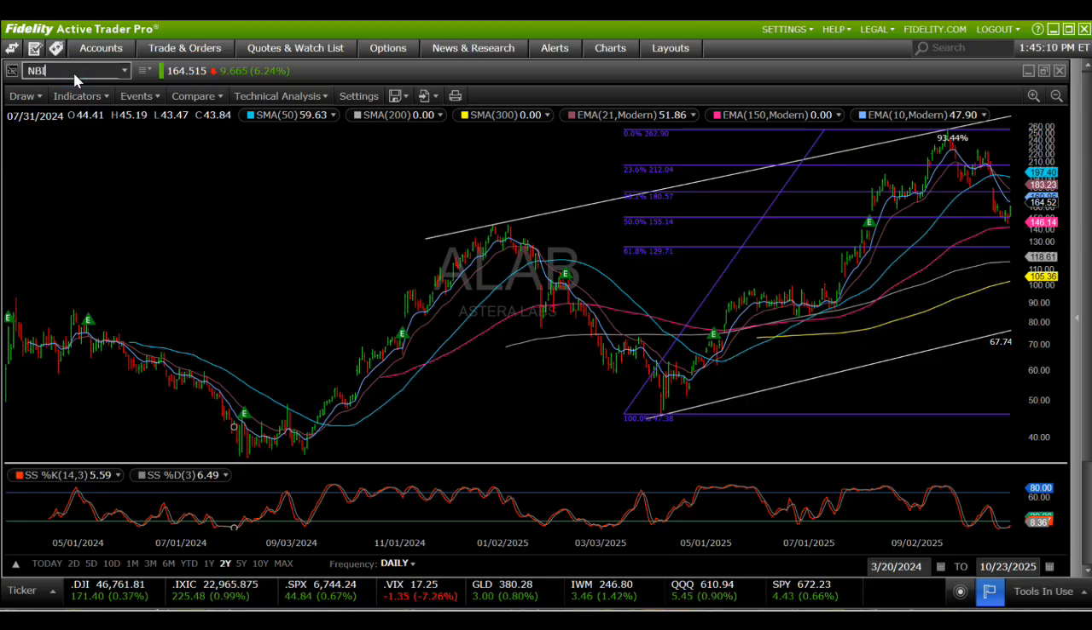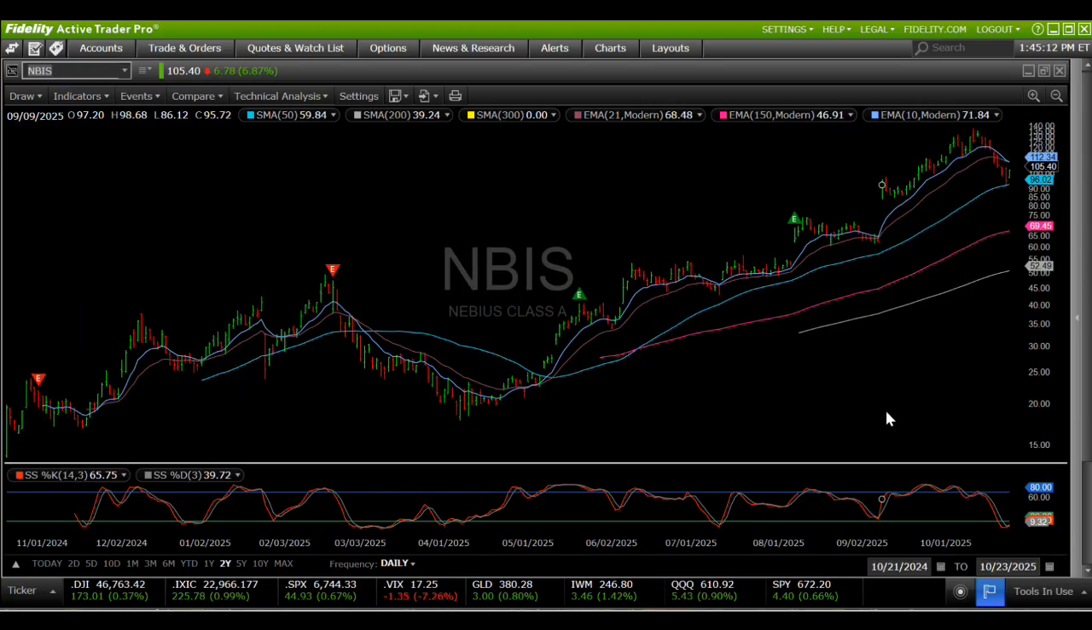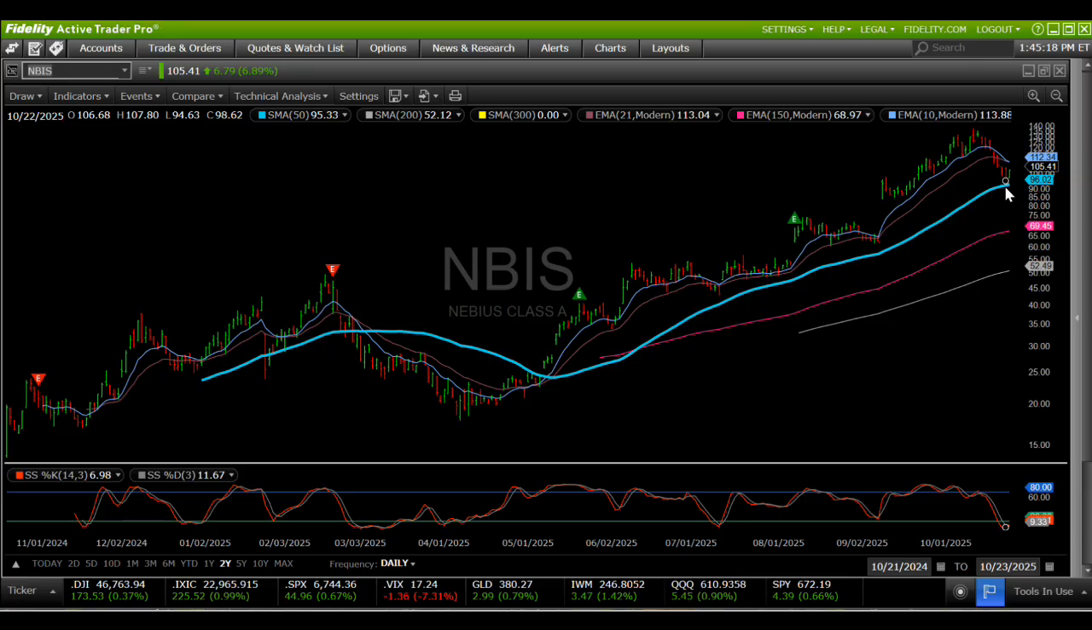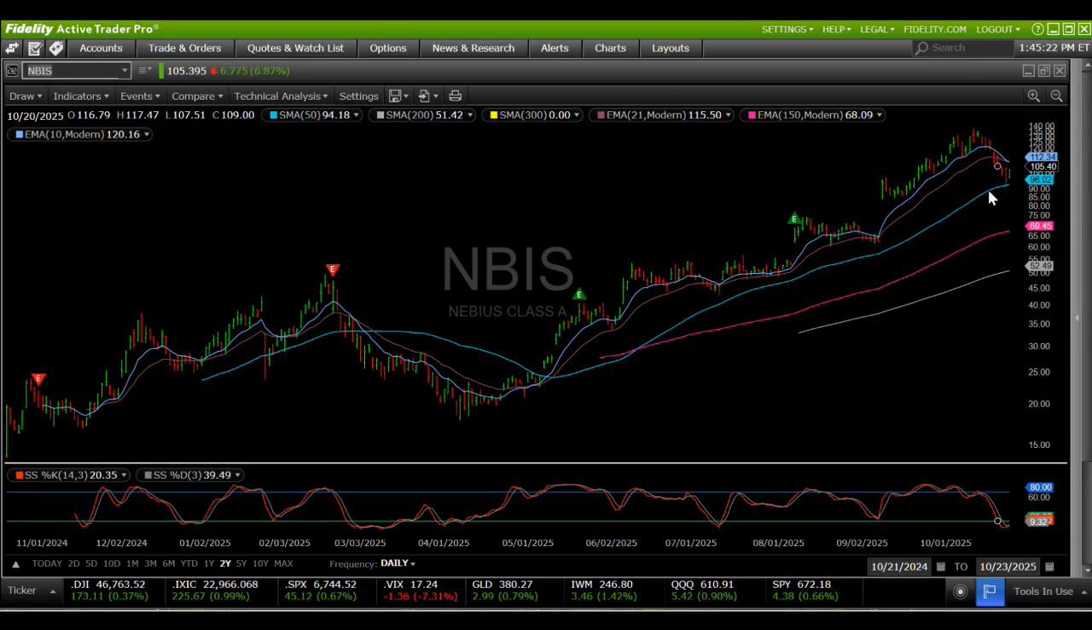NBIS, got this one on a limit order. I put a limit order in just yesterday, right at the 50-day, and I was able to get it just above the 50-day moving average, this blue line. So got a nice 6.87% move today, but that'll often happen in a good stock. You could see, this thing will come close to the 50-day, and had an opportunity here with this pullback.